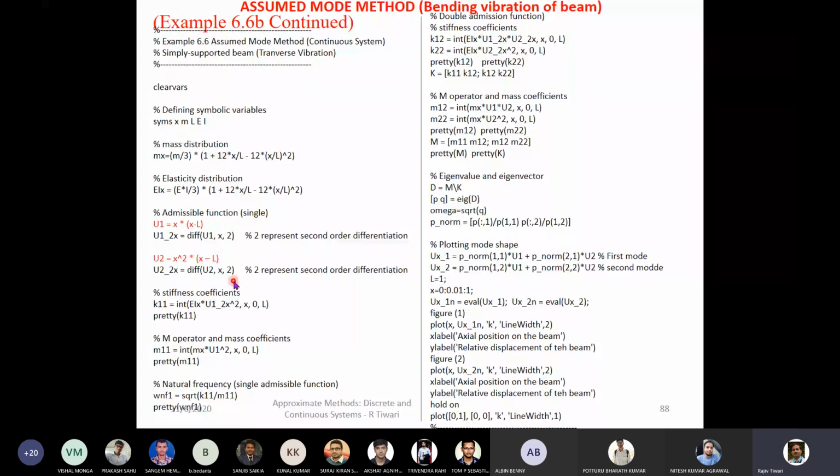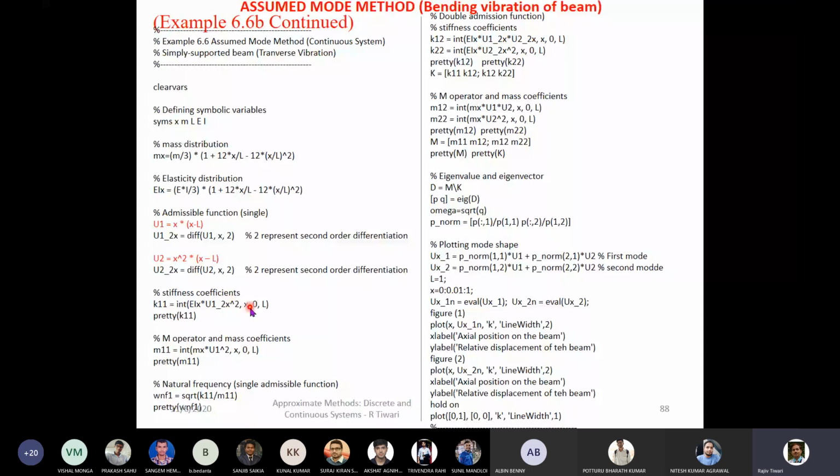This is the second differentiation of the second admissible function. K11 we can calculate. You can see this EI x, second differentiation of the u1, squared. So we have the phi 1 double prime squared. This is that particular term, x varying from 0 to L integration. So directly we can integrate that function here using k.